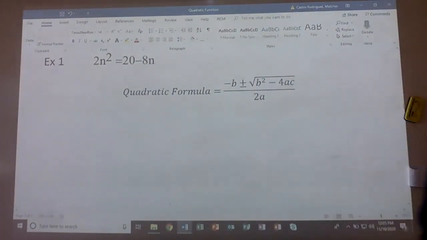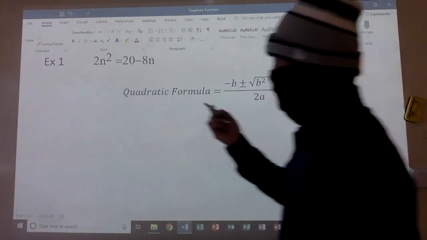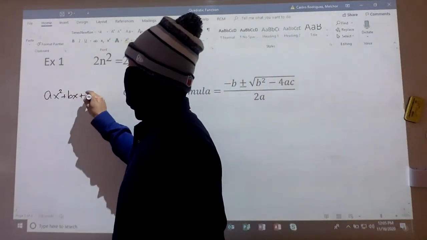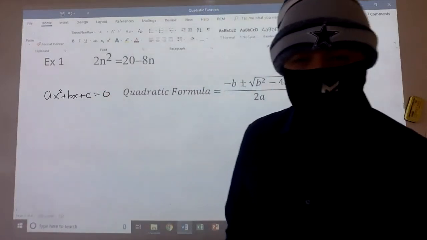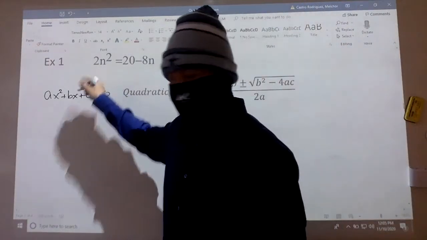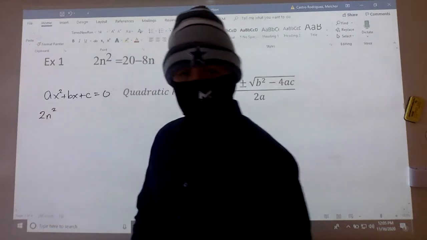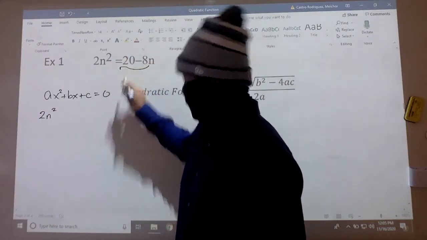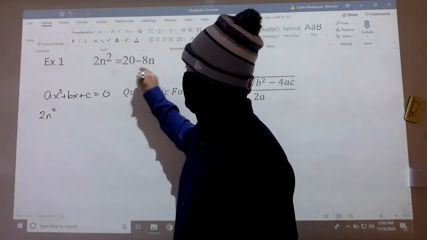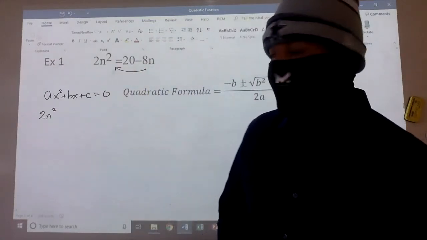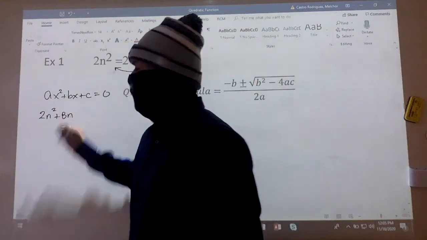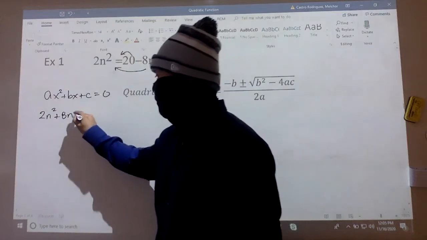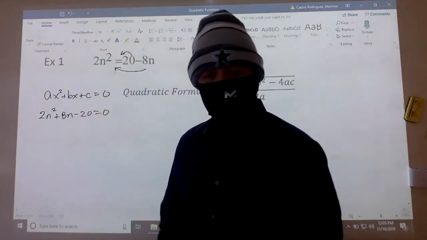First things first, I need it to be in the standard form I know: ax squared plus bx plus c equals 0. The square comes first. The number with the letter comes next. But it's on the other side, I gotta move it this way. It used to be negative, now it will be positive. Again, same thing with the number. It's on the other side, so I gotta move it this way, so b minus 20 equals 0.